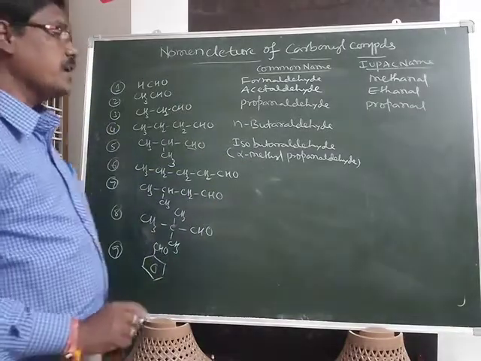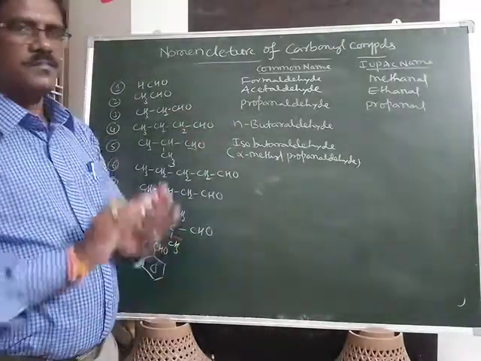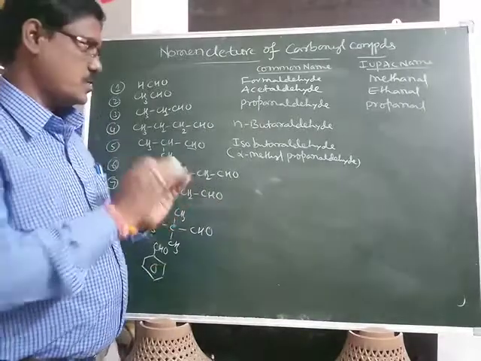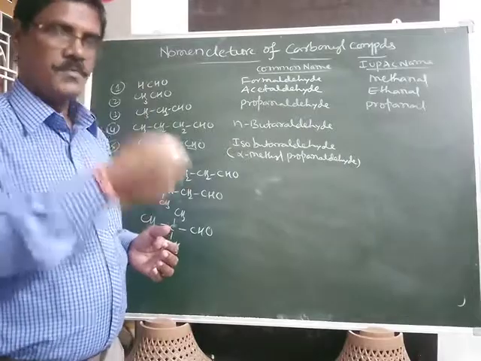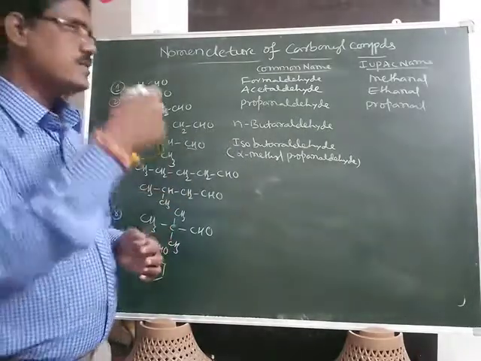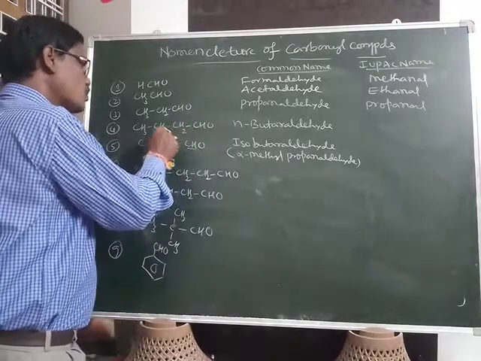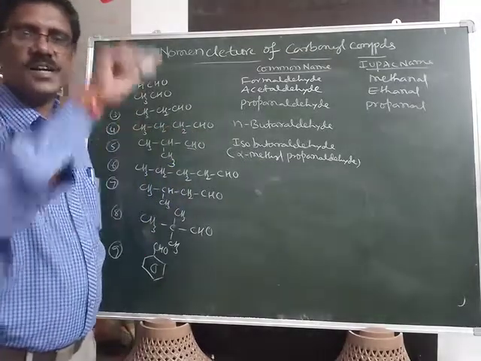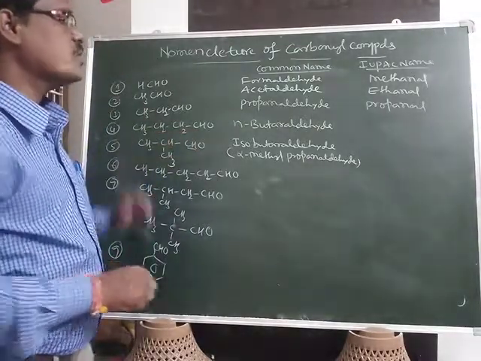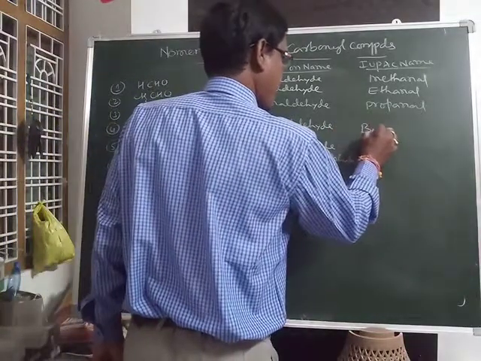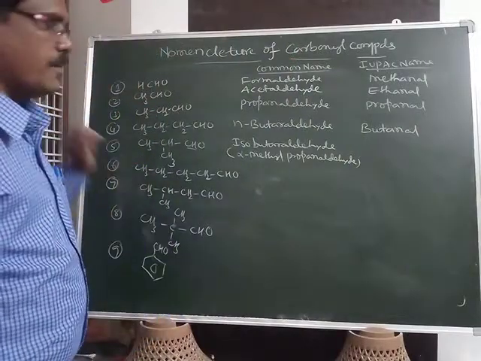But the IUPAC name has no n prefix or iso prefix. We write by the straight chain rules: there may be a prefix part for substituents, a root word part and a suffix part. Here there is no prefix part, because 1, 2, 3, 4 carbons are present in the straight chain, so it is butane. But plus an plus al, butanal, is the IUPAC name of this compound.